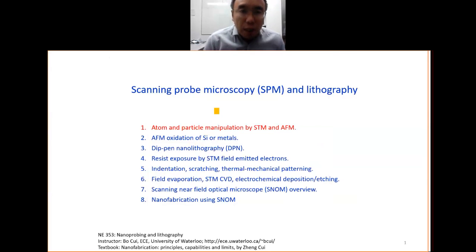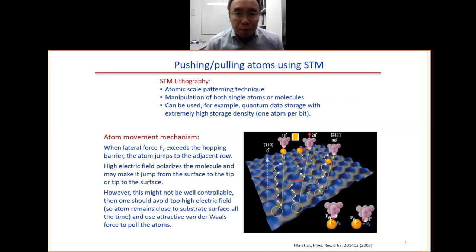Now let's look at lithography. Lithography uses scanning probe microscopy. The first one is atom and particle manipulation by the STM or AFM. So here's the idea for this process.